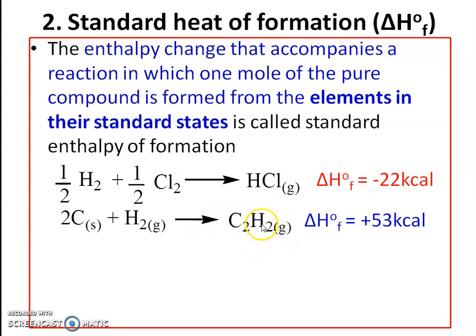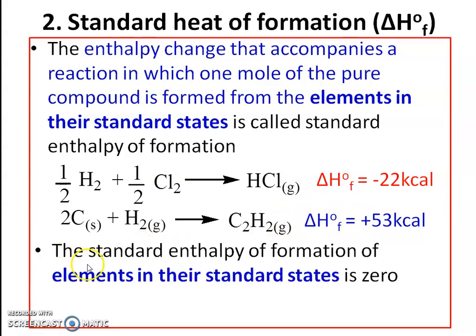And at the time of formation of 1 mole of acetylene, whatever enthalpy change occurs is the heat of formation of acetylene. Here, at the time of formation of 1 mole of acetylene, there is an absorption of 53 kilocalorie of heat, and therefore the heat of formation of acetylene is 53 kilocalorie. So heat may be evolved or absorbed. This is very important. During formation of a compound, heat may be evolved or absorbed.